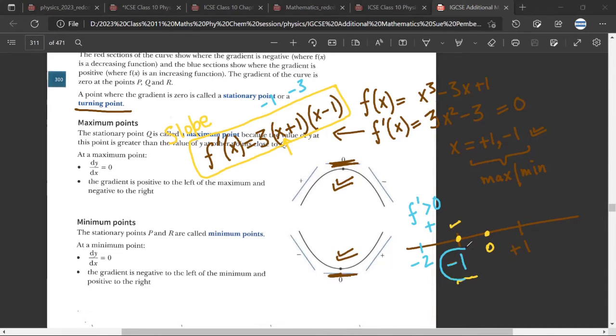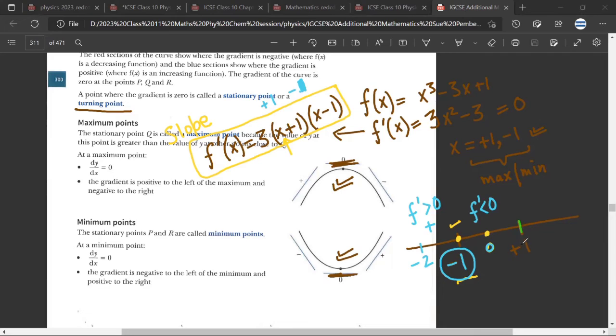Let me analyze what happens to my slope function on the right of -1. So let me take another point, say 0. When I put 0 here, this becomes +1 and this becomes -1. So 0 -1 is negative. So my slope is negative this side. Are we clear? Yeah. In 2 minutes things will start falling in place, don't worry.